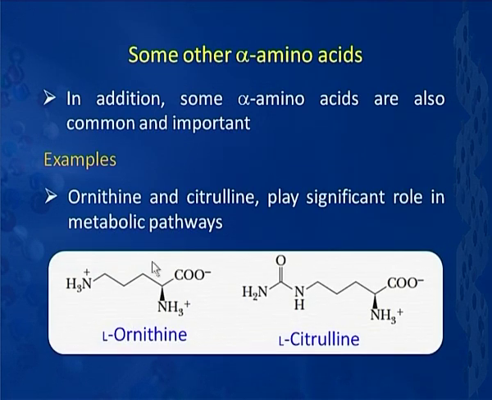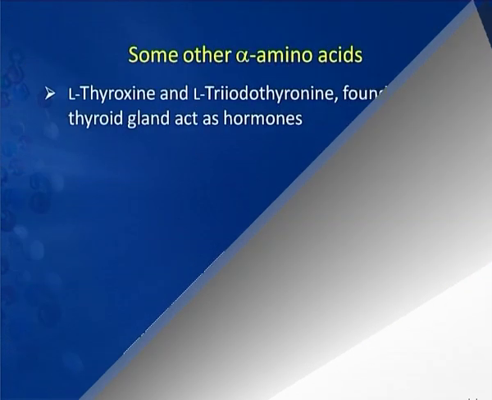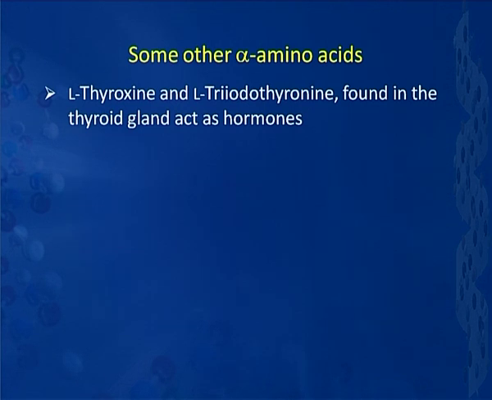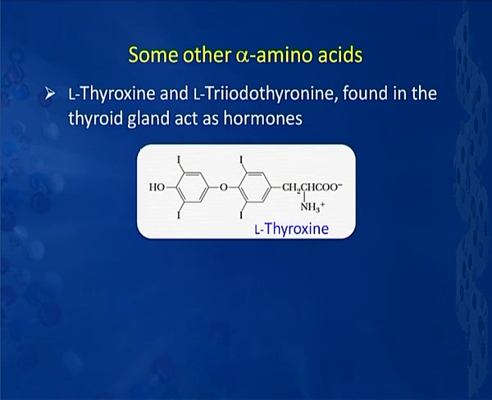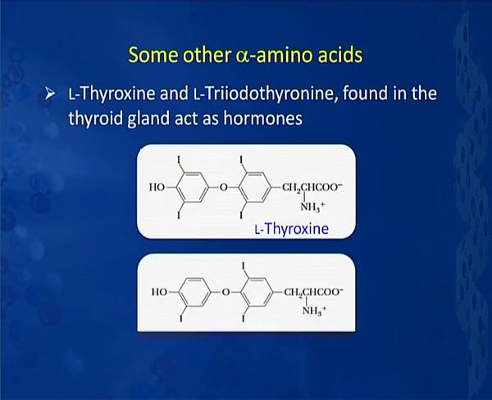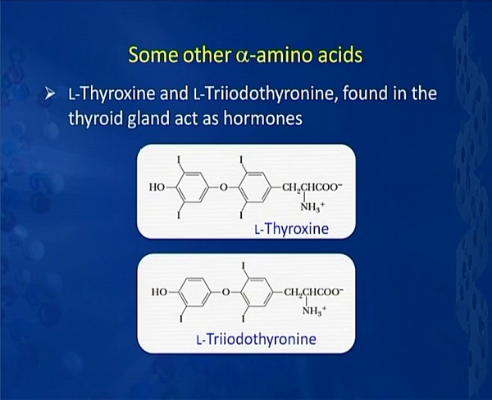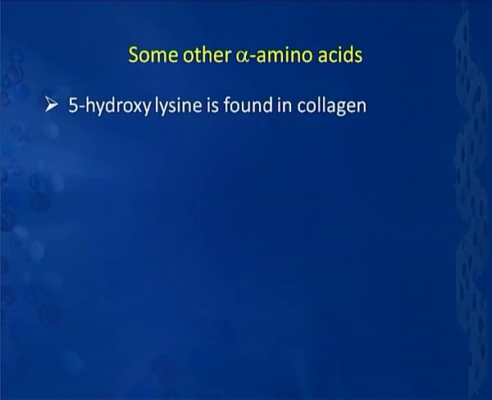Ornithine is similar to lysine. It has one CH2 group shorter in the side chain, whereas citrulline happens to be a derivative of ornithine. Moving further, another example is thyroxine and triiodothyronine. These two are very important hormones found in the thyroid gland, and they play a very important role in the body. Yet another example is 5-hydroxylysine, which is found in collagen. Collagen is again a very important protein, which is a structural protein.